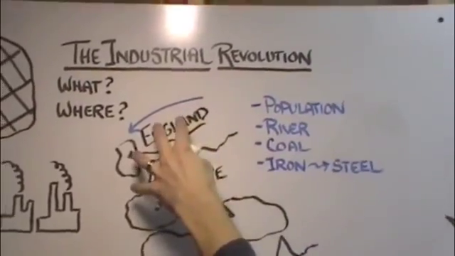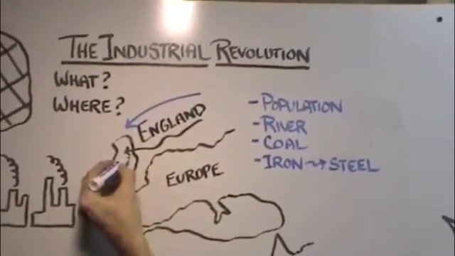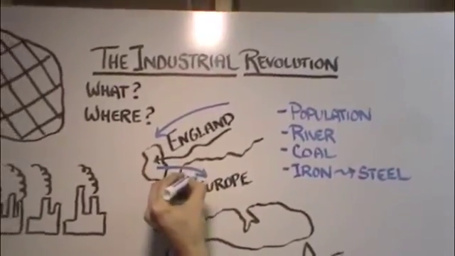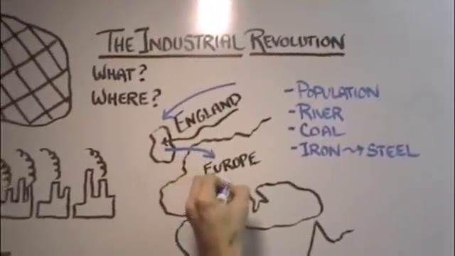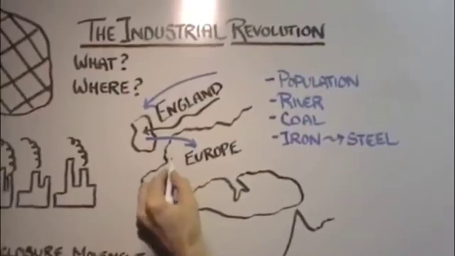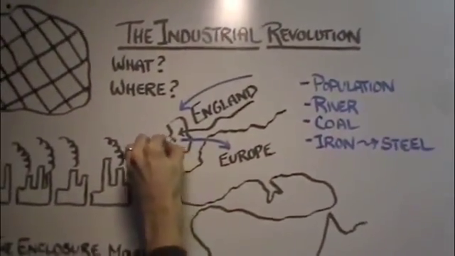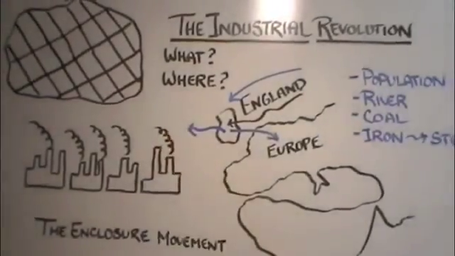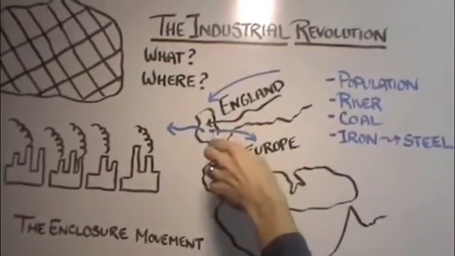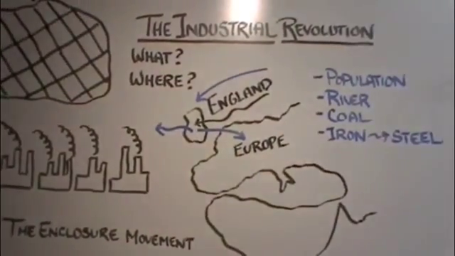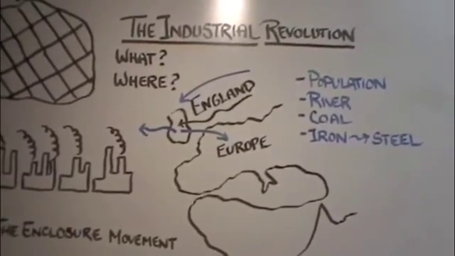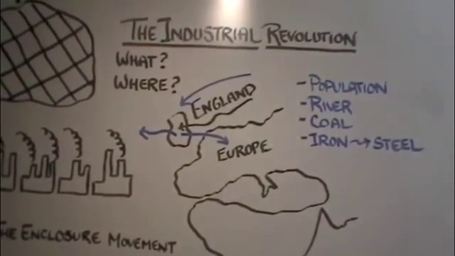So we know it started in England. It is eventually going to go from England to the rest of Europe, to countries like Germany, Belgium, France, Spain, Italy. And it will eventually then go across the ocean to the United States. It's actually snuck out of England. The plans for a factory are snuck out of England by a man named Samuel Slater.